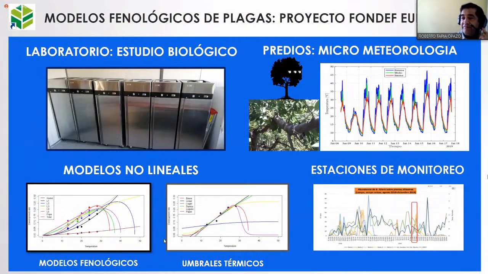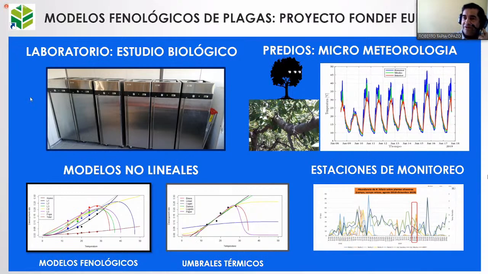Now, if we go into the early warning system itself, it uses different types of data to create its phenological models. There are research projects that are specific for each of the phenological models. Here we see an example of the project that was presented by Dr. Kurkovich in the second panel of this series.